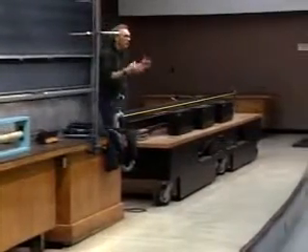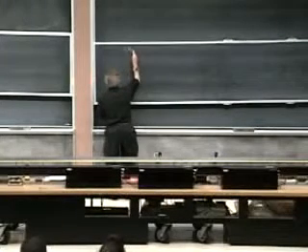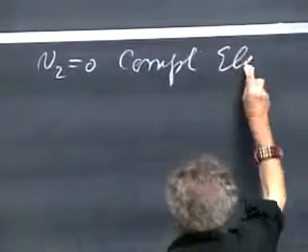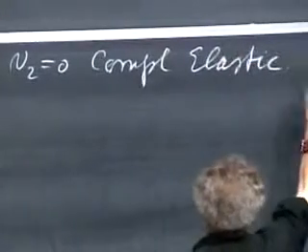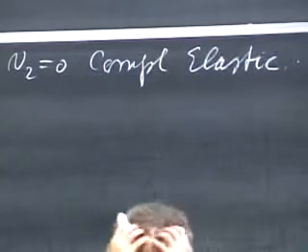I will have one object stand still. So always v2 equals 0. And they are completely elastic. Kinetic energy is conserved. This word completely is not necessary. I always add it in my mind.